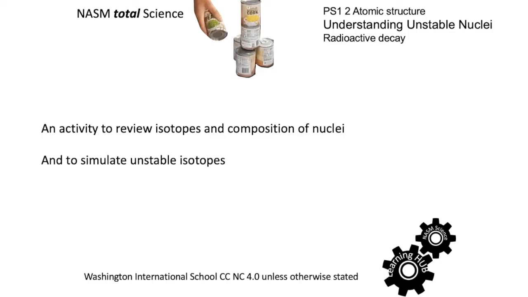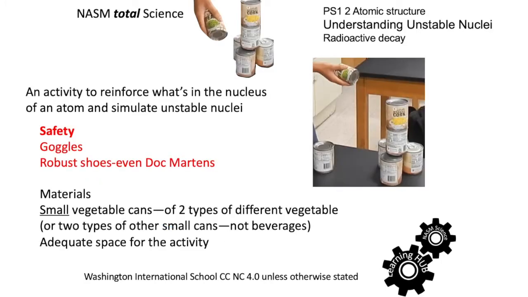Today we're going to do an activity to review isotopes and the composition of their nuclei and to simulate unstable isotopes. We're going to be really careful, wearing goggles and robust shoes, even ones like Doc Martens, and have enough room for the activity. Small vegetable cans of two different types of vegetables, or other small cans, but not beverage cans.